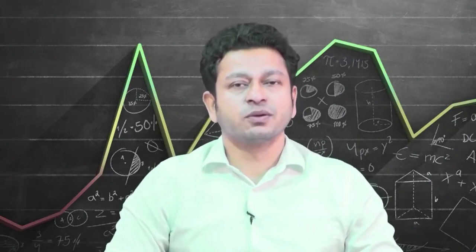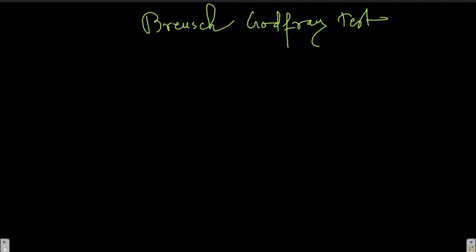So in this lecture we are going to talk about autocorrelation, and in the previous lectures we introduced Durbin-Watson statistic as a test of autocorrelation. Now in this lecture we are going to talk about another test, that is the Breusch-Godfrey test, which we use to get rid of certain limitations that you have seen in case of Durbin-Watson statistic.